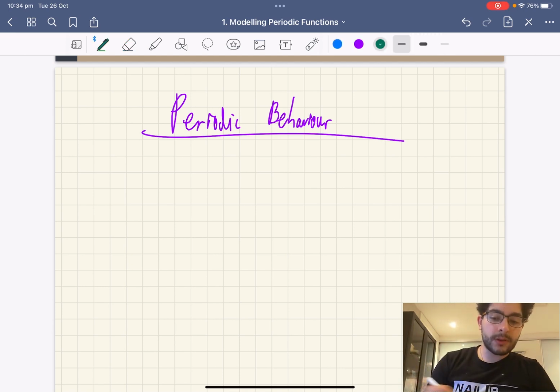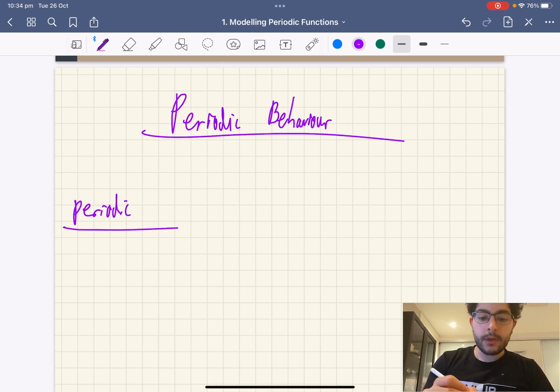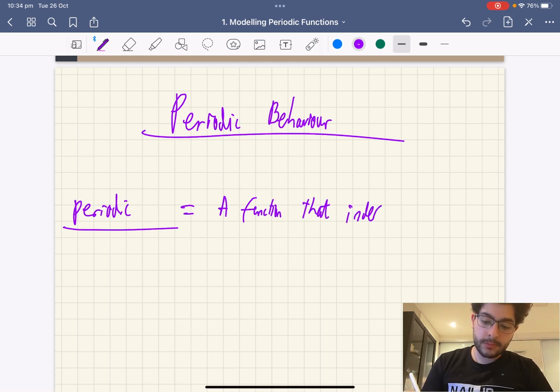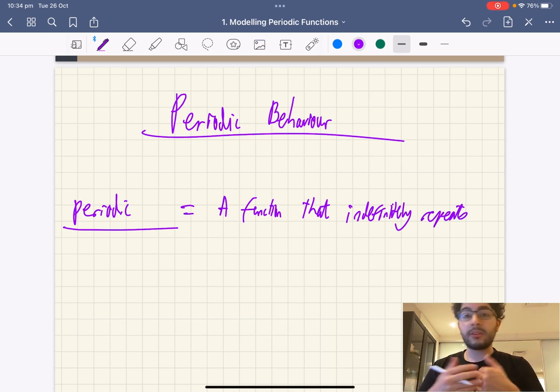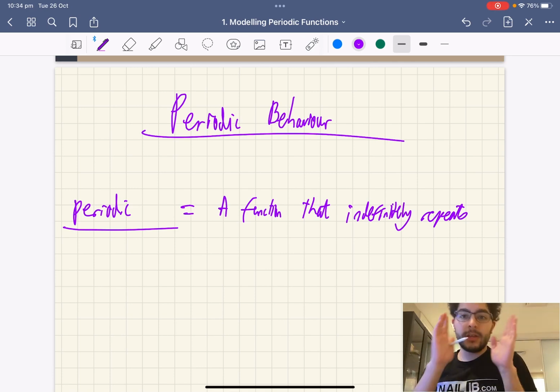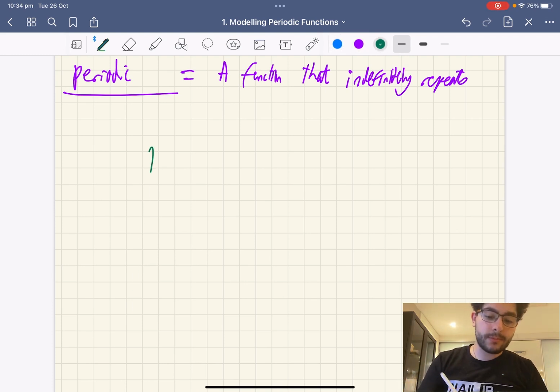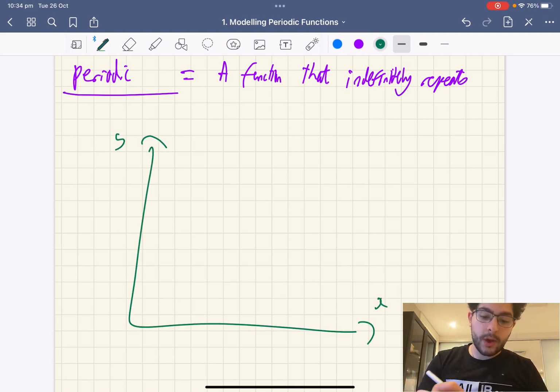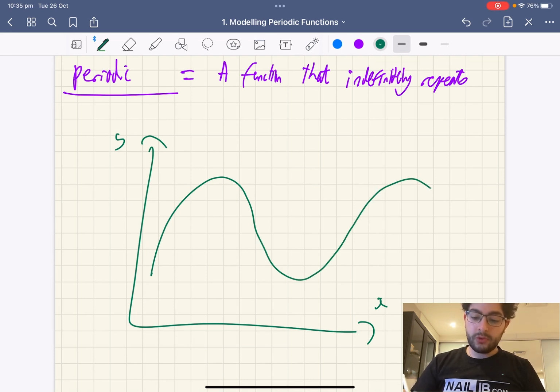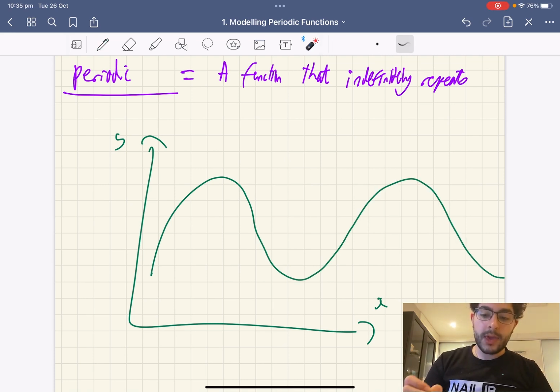So the first thing we're going to be covering is what a period is, or a periodic function. A periodic function basically means that it is a function that indefinitely repeats. And that's pretty much anything that just has the same repeat indefinitely, and the intervals between each one's always the same. So if we think about a generic wave function, if this is our x-axis and this is our y-axis, this would be considered periodic because it repeats itself.